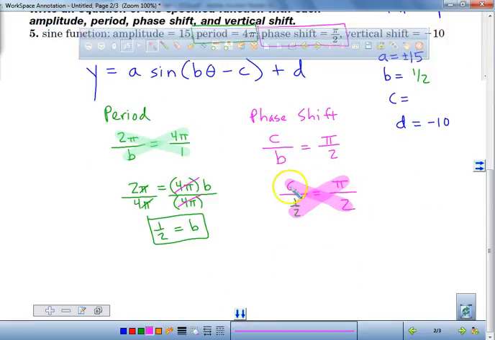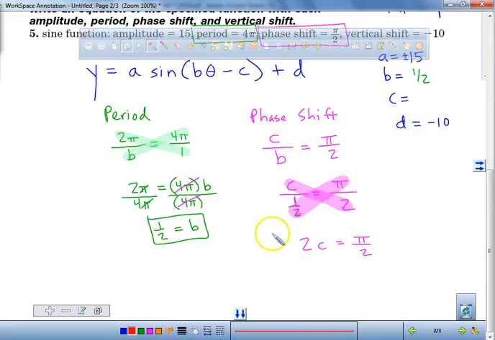And what is 2 times C? C times 2. So 2 times C. And this right here, it's kind of hard to see, this is a half. What is a half times a pi? Half a pi, or you could call it pi over 2.